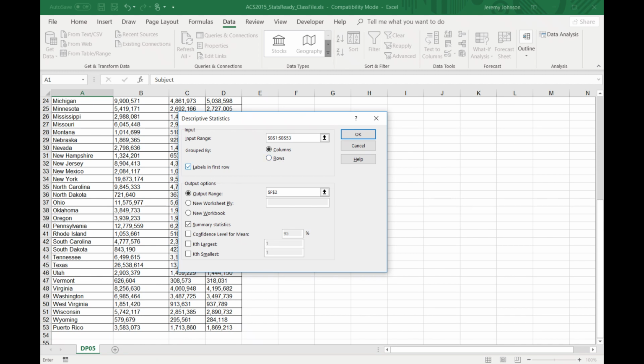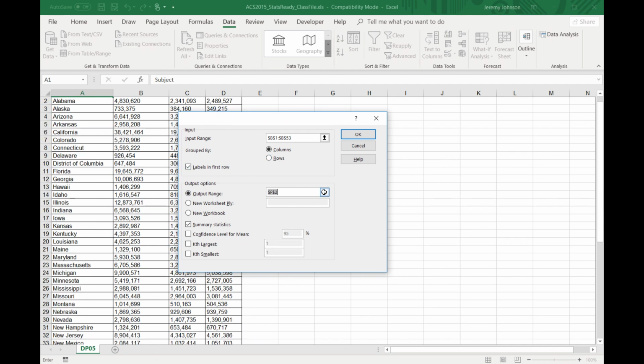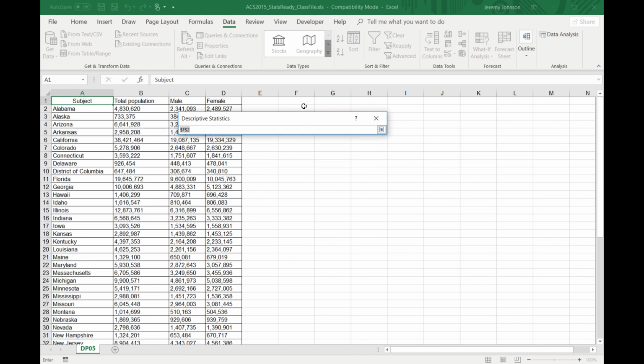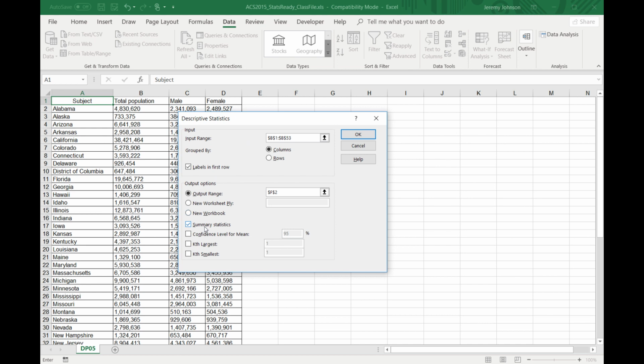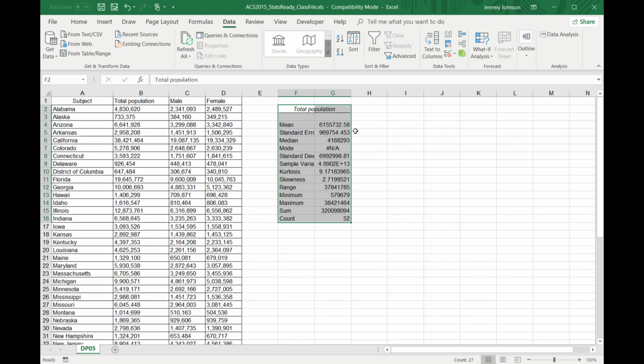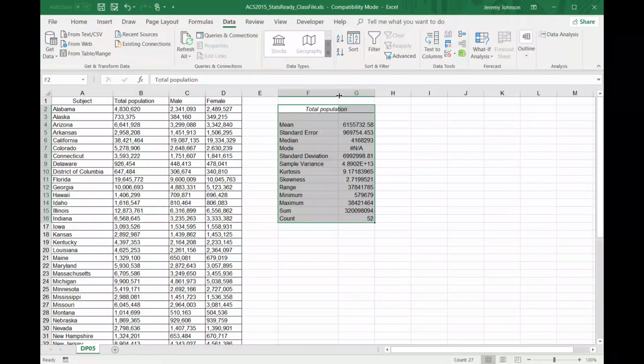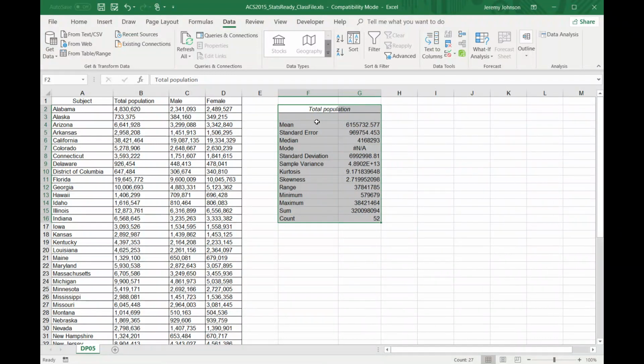Columns, label in the first row. Let's give it an output place. I'm just going to put it right here at the top of my page. And select summary statistics. At this point, I assume you're a pro at these quick calculations in Excel. And let's focus on what these outcomes are here.